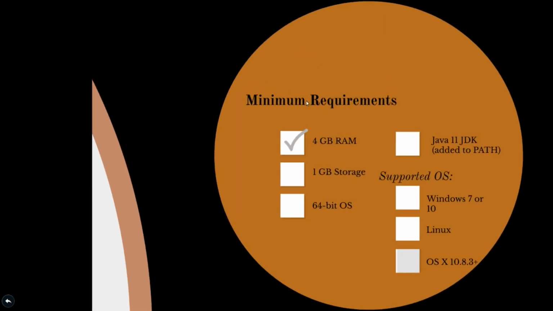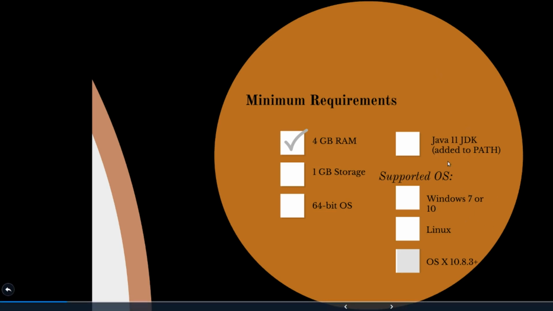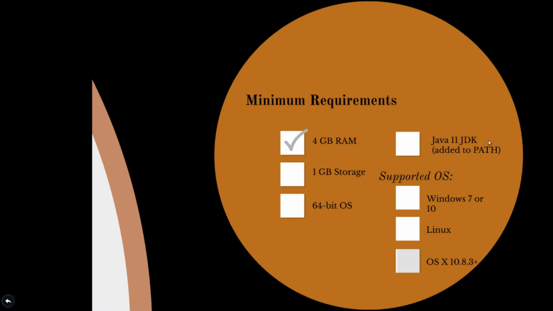The minimum requirements for installing Ghidra are at least 4 GB of RAM and 1 GB of storage, and any 64-bit OS, I should say Windows 7 or 10, and any Linux distro, though they do recommend CentOS 7. For Macintosh, you're going to need 10.8.3 or later. In addition to that, you will need a Java 11 JDK, though they recommend using OpenJDK, which I used in my project.